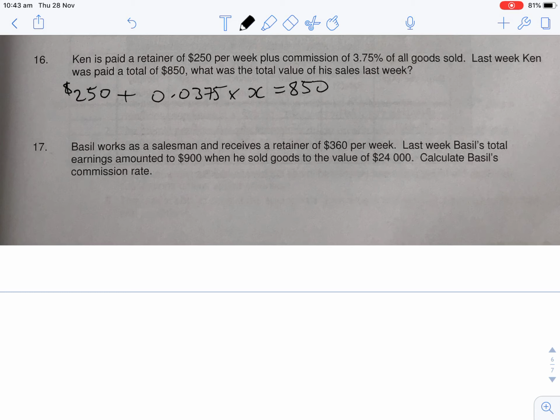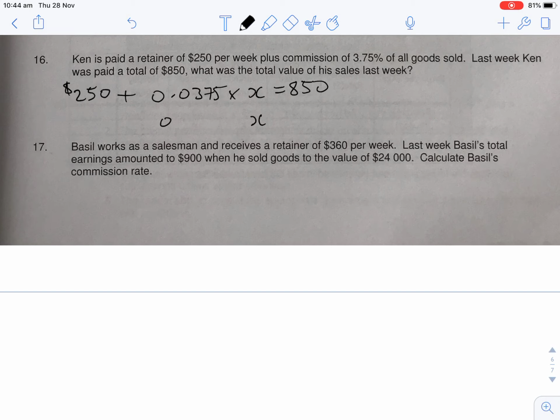If you had to do the algebra, and realistically, you're pretty much almost never required to do those sorts of things in this course, so you don't really need to stress out about it. But if you were, let's go through and do it. So if we had to, our end objective is to get X on its own.